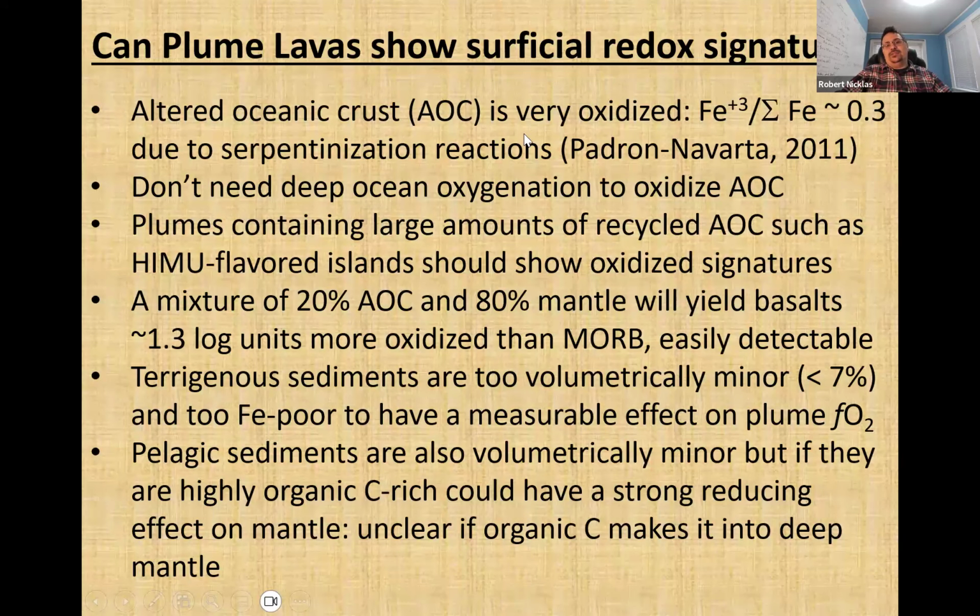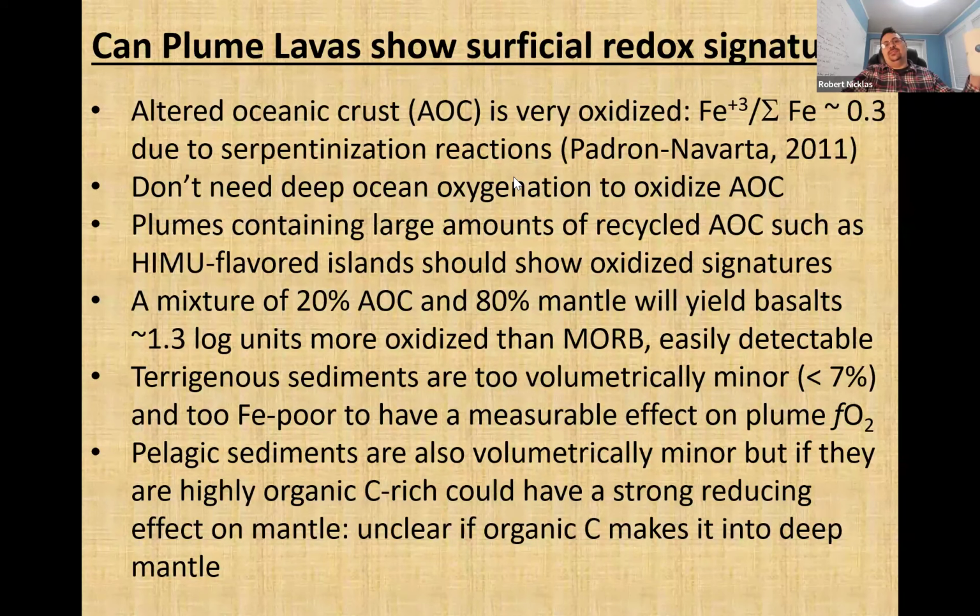So we know that altered oceanic crust is very oxidized. It has an iron 3+ over total iron anywhere from 30% to 50% due to interaction with the atmosphere, serpentinization. And the mantle is anywhere from 2 to 3%. So 30 to 50% versus 2 to 3%. So you're pumping this oxidized material down into the mantle. And then we think it's coming back up in plume lavas. So we think those plume lavas should show higher concentrations of oxidants and thus higher oxygen fugacity.